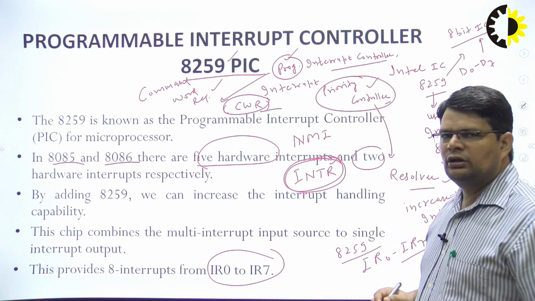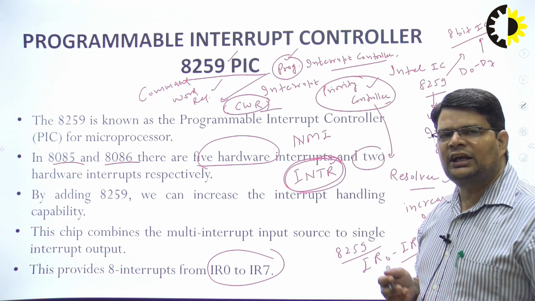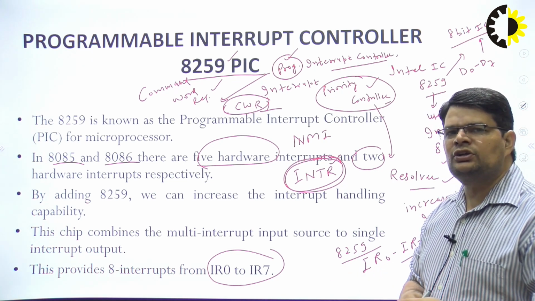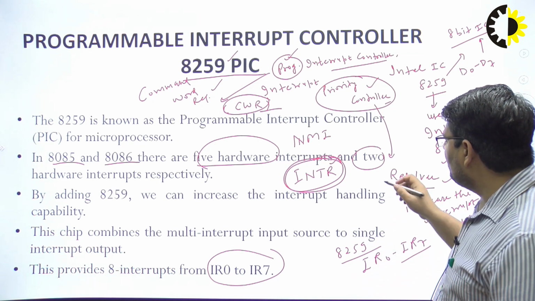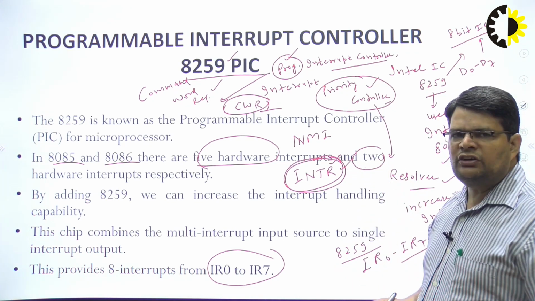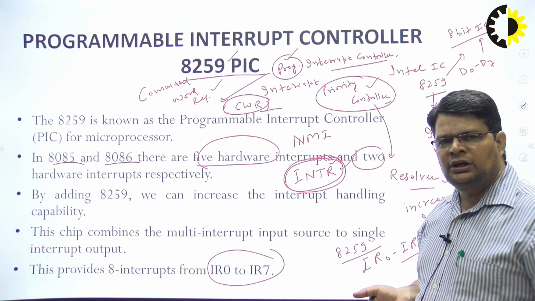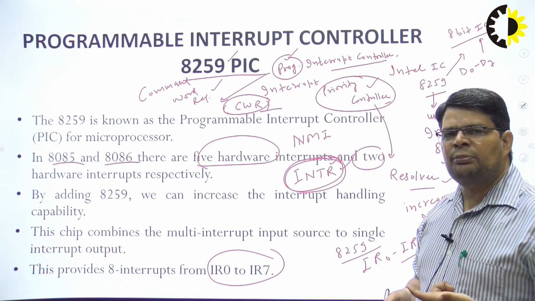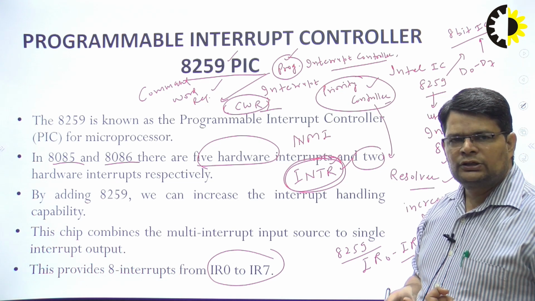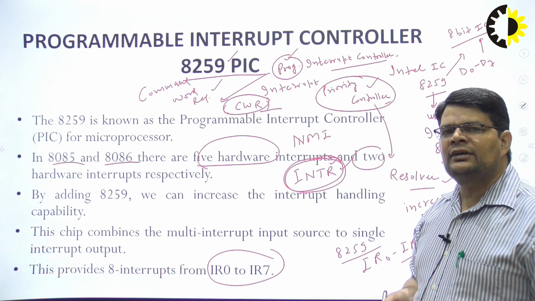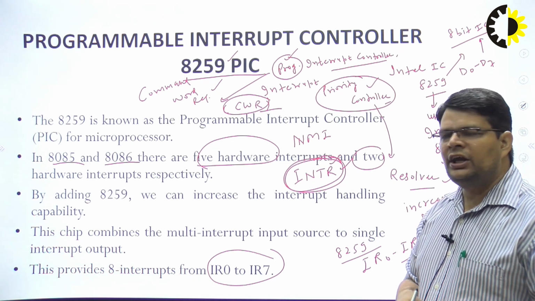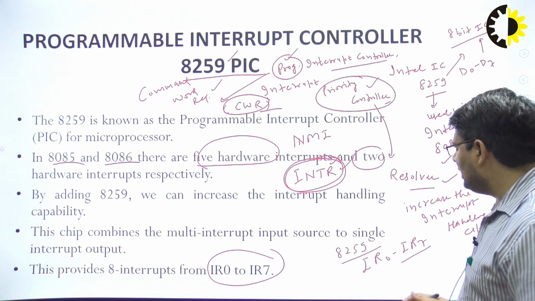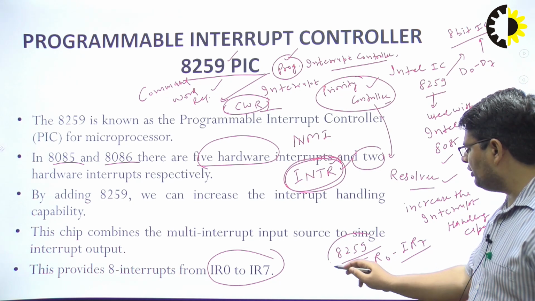But in a practical situation, it can happen that multiple interrupt requests may be received by the microprocessor Intel 8086. So if multiple interrupt requests are received, it may happen that the level of these received interrupt requests may be the same. So how can the priority be decided by this 8086 microprocessor? That task is done with the help of this 8259.